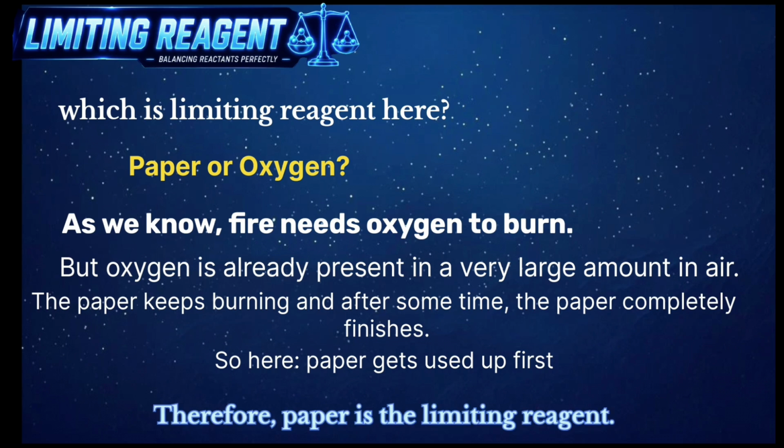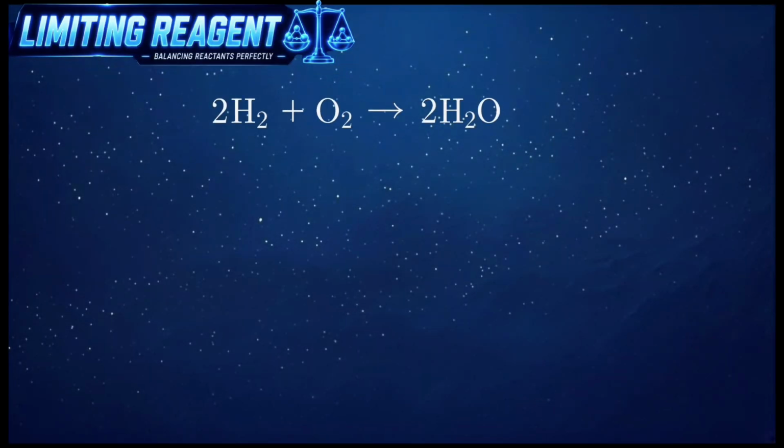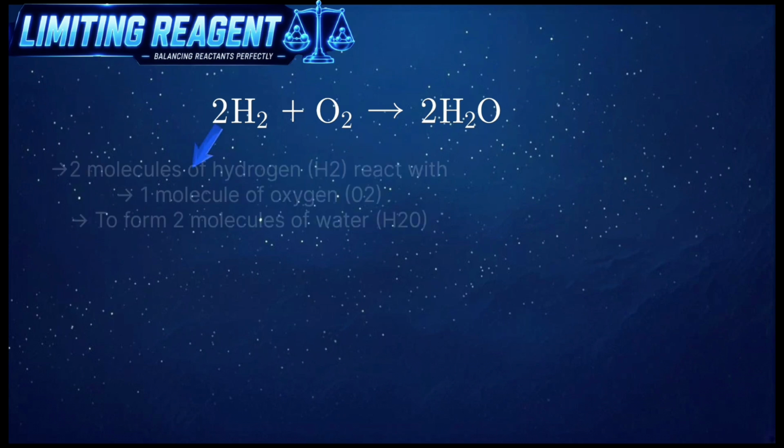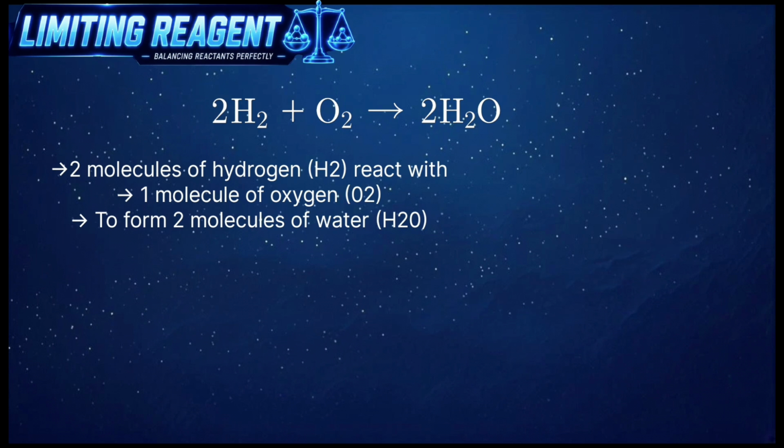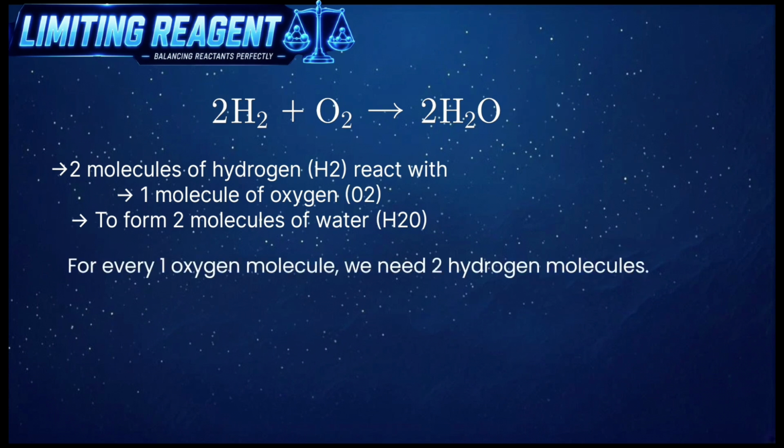Let's see how to find the limiting reagent using the equation 2H2 + O2 → 2H2O. This equation tells us 2 molecules of hydrogen react with 1 molecule of oxygen to form 2 molecules of water. From the equation, the required ratio for hydrogen to oxygen is 2 to 1. This means for every 1 oxygen molecule, we need 2 hydrogen molecules.